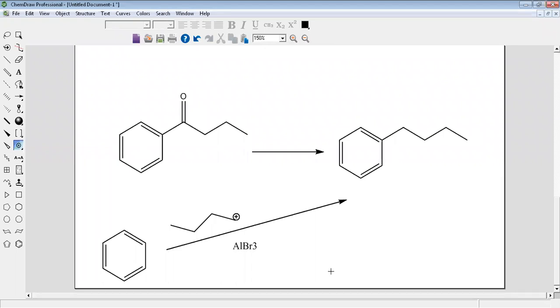Rearrangement will happen. Secondary is more stable than the primary. That means the benzene will react with the secondary carbocation, not with the primary, and the product will be this, not this. It will be this, and this. Okay. That means we cannot prepare this compound directly from the alkylation. Why? Because of the rearrangement, we have to prepare this alkyl benzene from the acylation and then reduction. Why? Because of the rearrangement of the alkyl group.